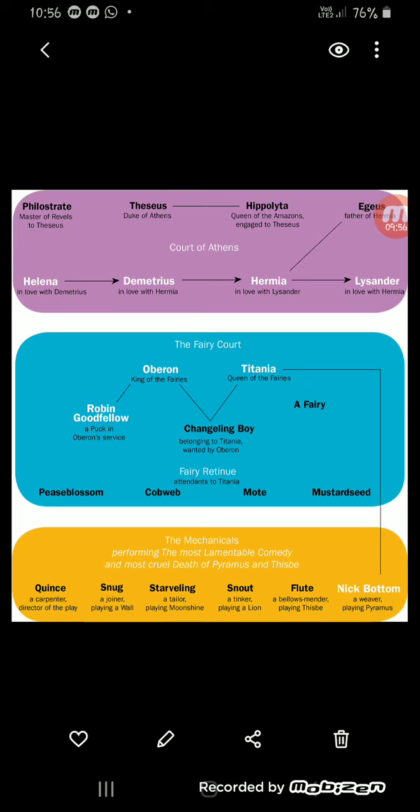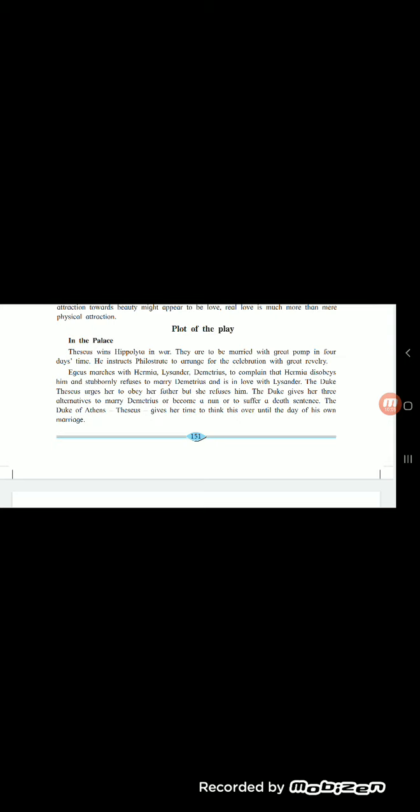So these are the characters. Now let us see their story. What happens in this particular play? Now on your screen you can see the plot of the play. As you already know about the characters and how they are associated with each other, you can easily understand the plot now. Let us see very quickly what is the main story of this play.